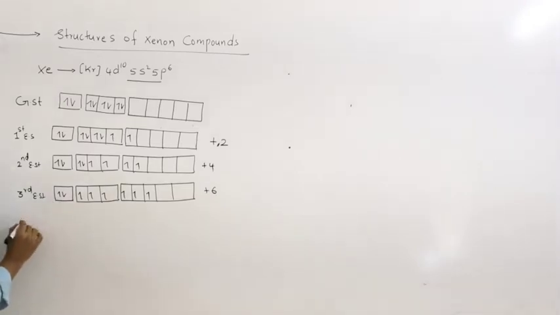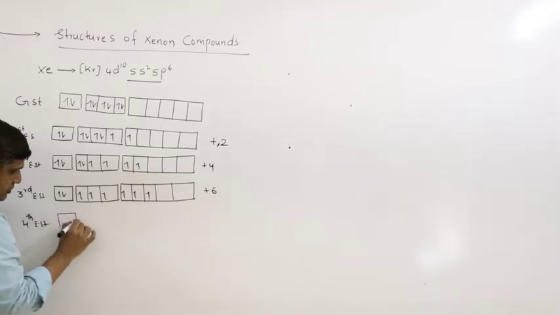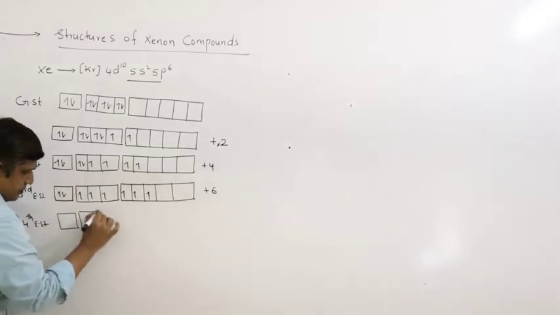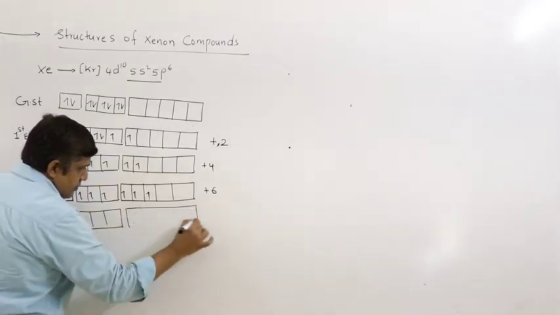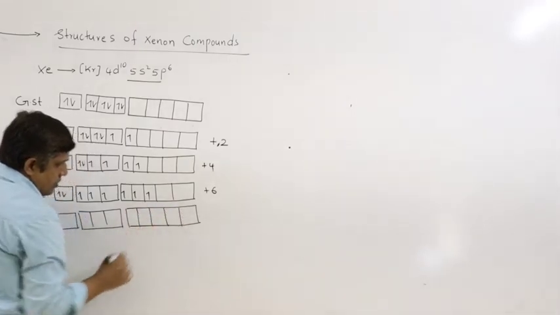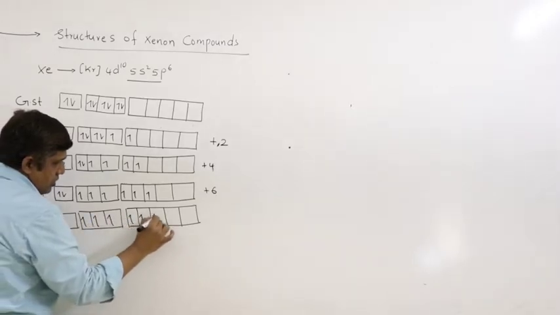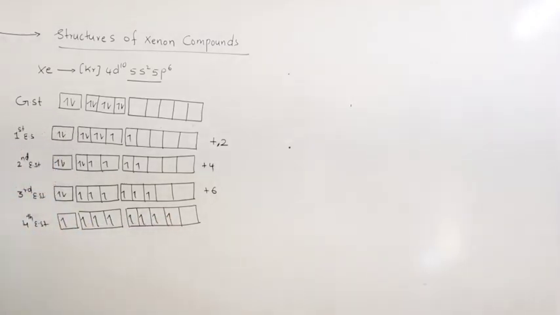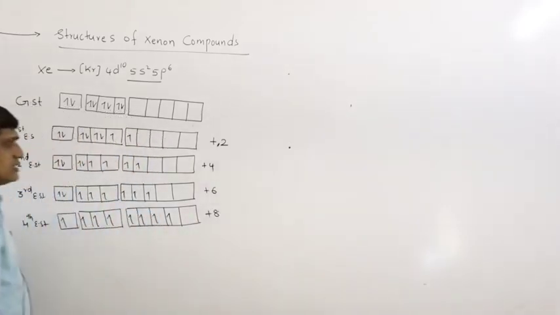Still we have one paired electron and empty d orbitals. So we can go for the fourth excited state, where these electrons are promoted to empty d orbitals. In the fourth excited state we have 8 unpaired electrons. So the possible oxidation state is +8.